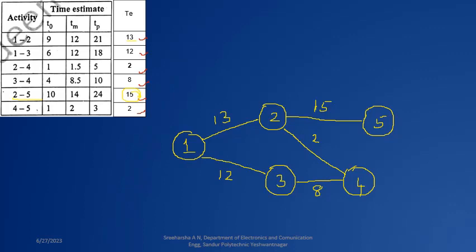So all these 13, 12, 2, 8 are TE. So what we have calculated, these are the timings that we are using in the network diagram. And these activity TO, TM, TP, we are using to calculate TE.